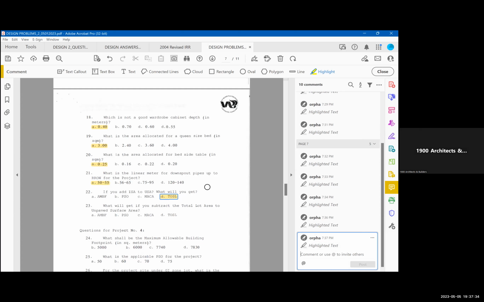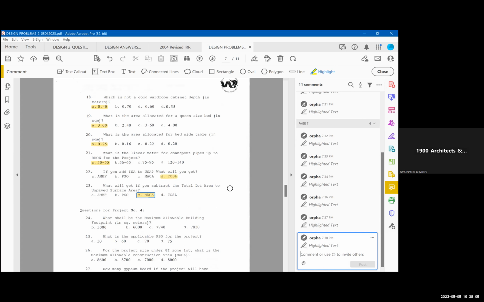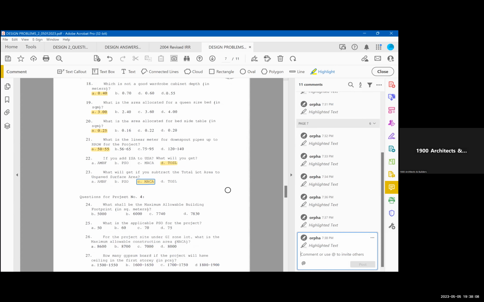Okay, so number 23. What will you get if you subtract the unpaved surface area from the total lot area? So, TLA minus USA, I think kanina may sinagutan tayo ng ganyan, is equal to MACA. Okay, so letter C. So, that completes the questions for project 1.